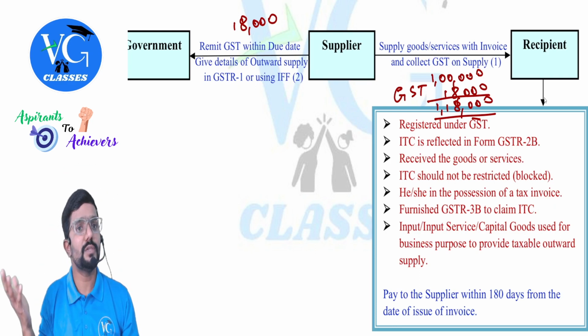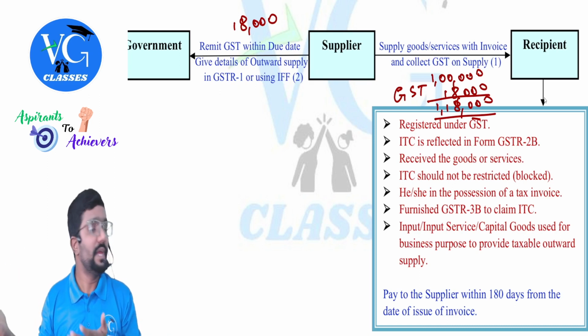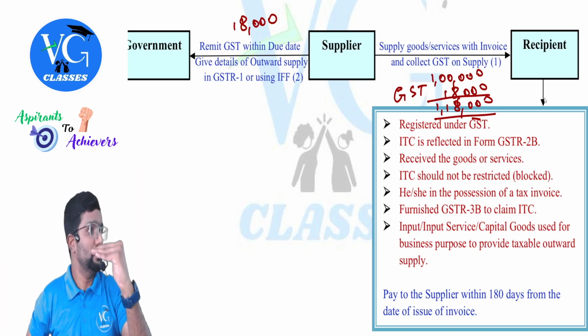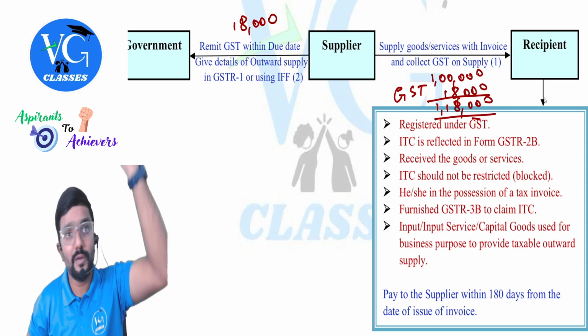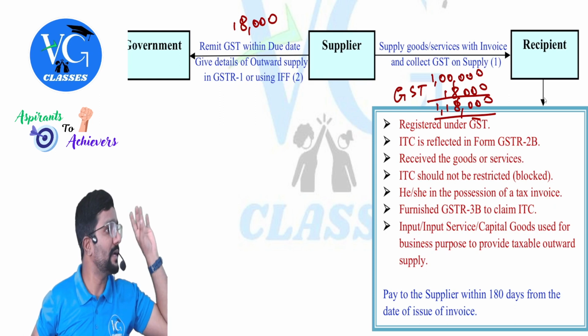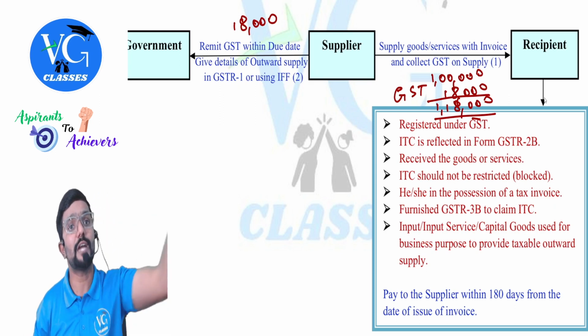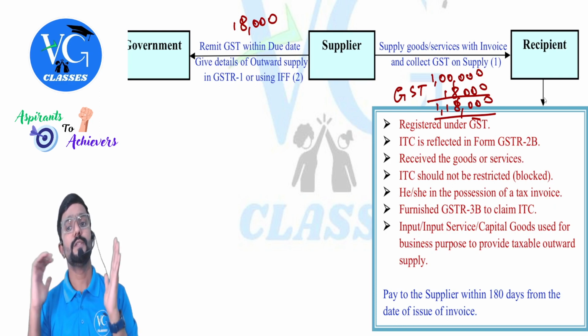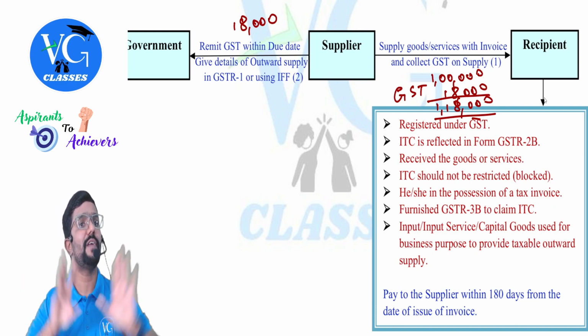Obviously, for 18,000 or any big amount, he has to claim the credit. Claiming the credit means his liability will come down. The amount which he has to pay to the government will come down. Obviously, if it is not appearing, it is due to the default of whom? The supplier. Automatically, the recipient will start following up with the supplier. So that means the recipient can claim the credit of 18,000?